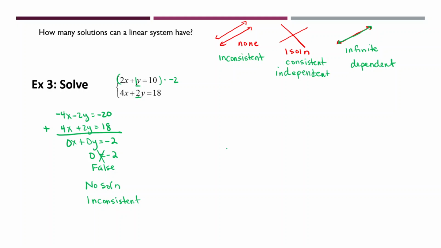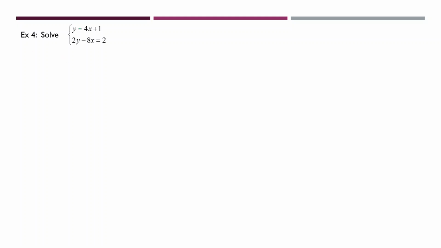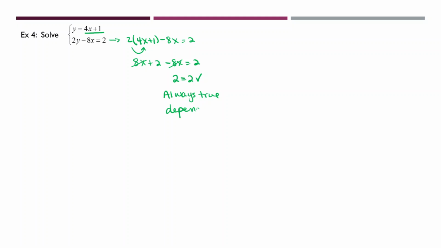All right, let's try another one. So again, in this problem, I have y equals set up for me. So I'm going to plug that y in and use substitution on this equation. So I distribute the 2 and I get 8x plus 2 minus 8x equals 2. Notice 8x and negative 8x go away and I get 2 equals 2. Well, this one is always true. So this actually has an infinite number of solutions and these are dependent.